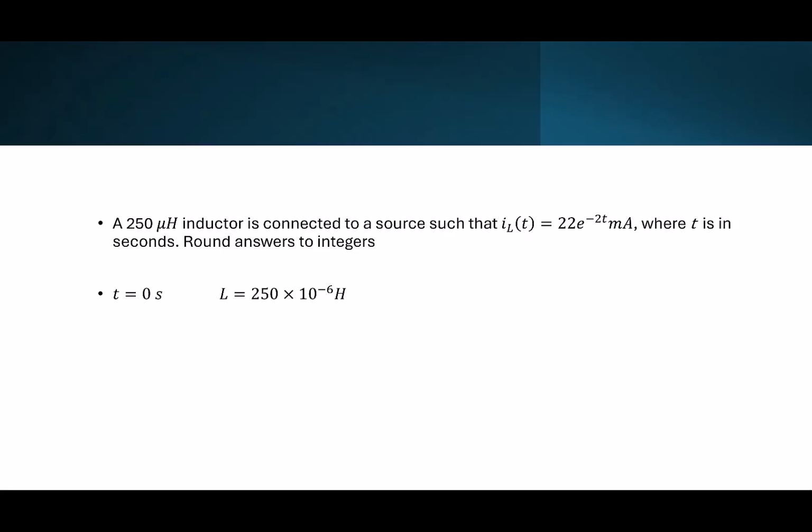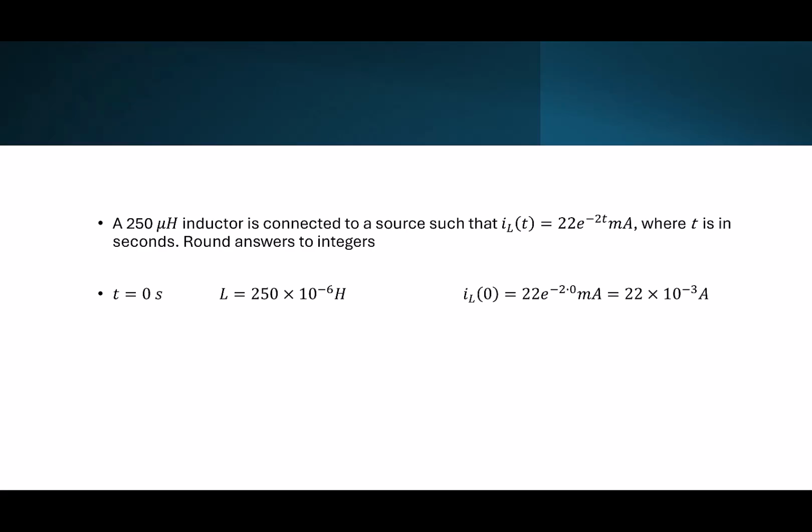Next, we'll find our current at time equals 0. That means we'll plug in 0 into the equation for current. We have 22 e to the negative 2 times 0 milliamps. We know negative 2 times 0 is 0, e to the 0 is 1, 1 times 22 is just 22. Let's also change milliamps into amps, which means we have 22 times 10 to the negative 3 amps.